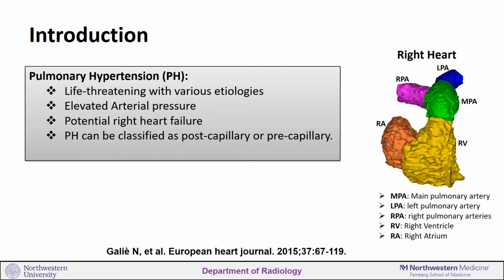Globally, pulmonary hypertension can be classified into two groups as post-capillary or pre-capillary, where the post-capillary patients are those with underlying left heart disease, whereas the pre-capillary patients are those predominantly with right heart disease or lung disease. Classifying the patients in one of these groups is critical because their management, treatment, as well as their response is different.